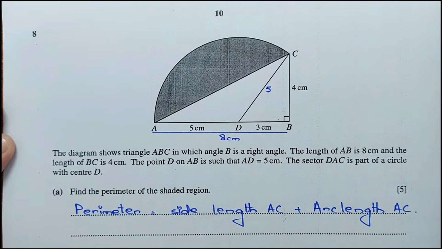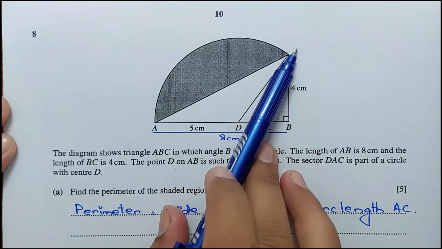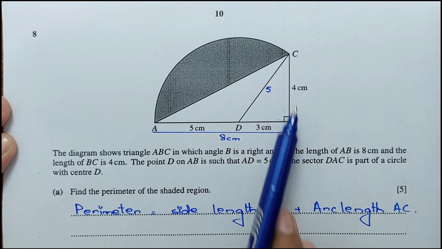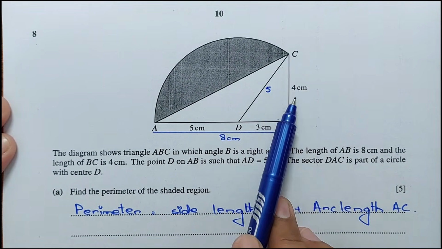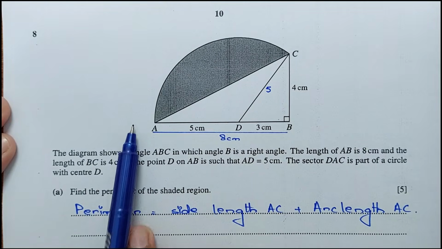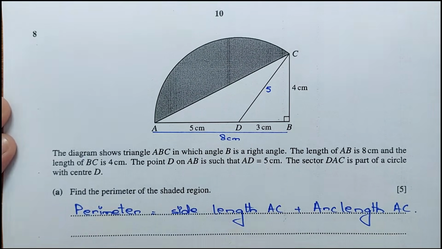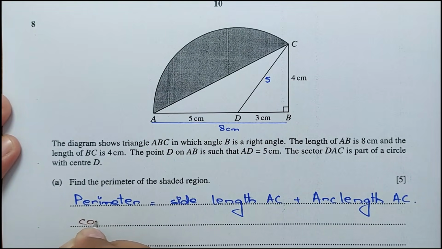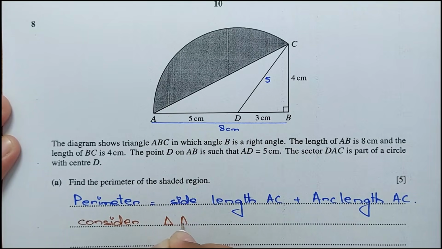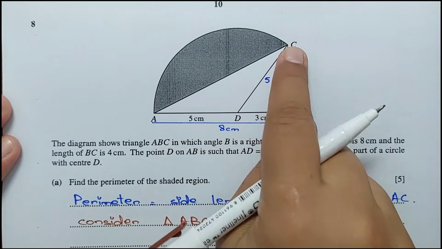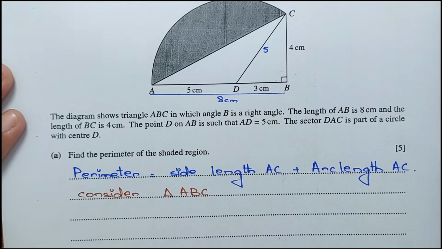So first thing we need to figure out is what is AC. If I consider this right angle triangle, AB is 8, B to C is 4. We can easily find out the hypotenuse. The base and the perpendicular are given. Find out the hypotenuse by using Pythagoras theorem, right? So here we can consider triangle ABC. AB is 8, B to C is 4, and solve for AC.